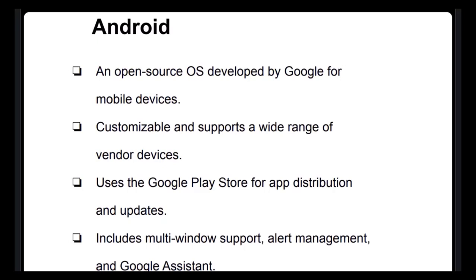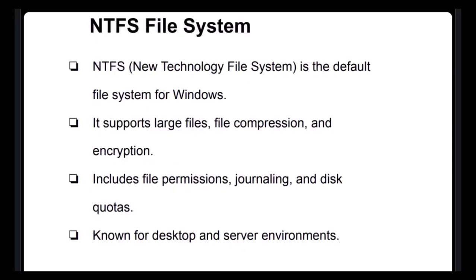Now we're going to discuss some of the file systems that we see in these different operating systems. Our first file system is NTFS, the New Technology File System. NTFS is the default file system in Windows. It's very popular because it supports large file sizes for storage. It also allows for encryption. In any type of enterprise environment, we can use NTFS with BitLocker, which is the encryption tool within Microsoft Windows. NTFS also allows us to do file permissions.